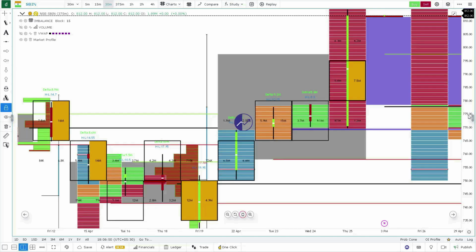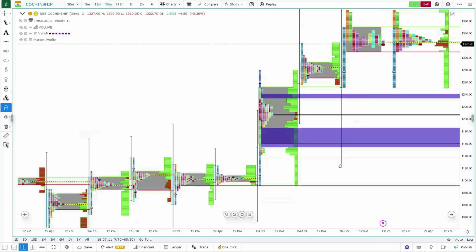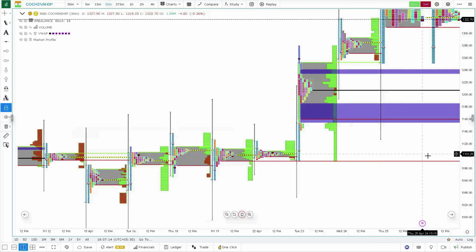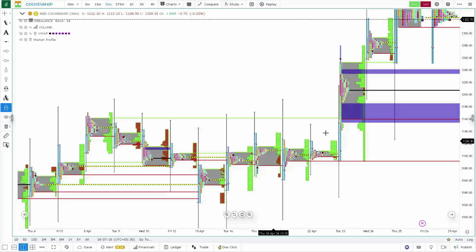Let's see Cochin Shipyard. Again, if you look here, it's the same thing. Continuously here, focus on this area. There is a very narrow value, very narrow value, again and again very narrow value here. This almost says there is going to be a strong breakout when you have seen this kind of very narrow value.